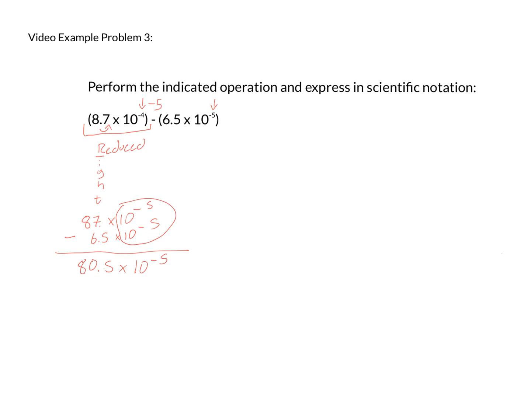But remember, we always want to express our final answer in proper scientific notation. And proper scientific notation has the decimal point just to the right of the first non-zero number. So what did I just do? I moved my decimal point to the left, which means I need to make the exponent larger in value. Larger in value becomes closer to 0, so this needs to come up to negative 4. So my final answer will be 8.05 times 10 to the negative 4.